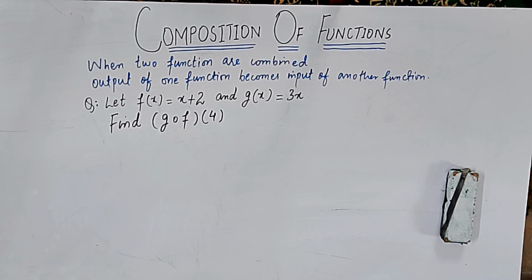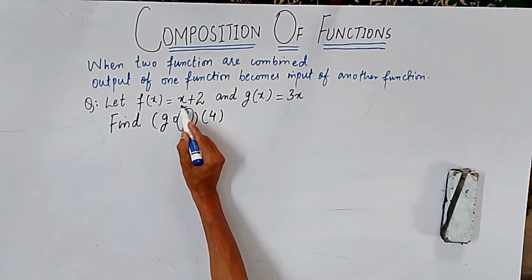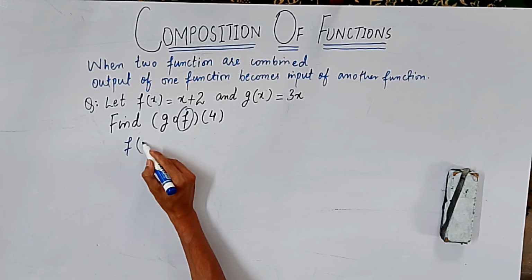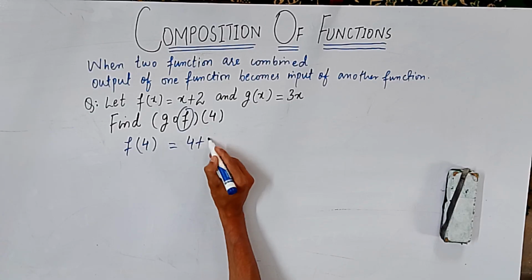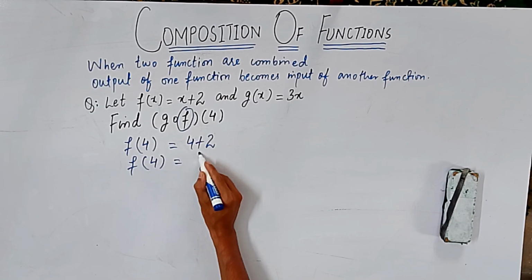So this is also the way. So let's do it in that way. First of all, let's find f. It is written on the right side, function f. Function f is x plus 2. So in place of input, you will write f of 4. So you will get 4 plus 2. So f of 4 is equal to 6.